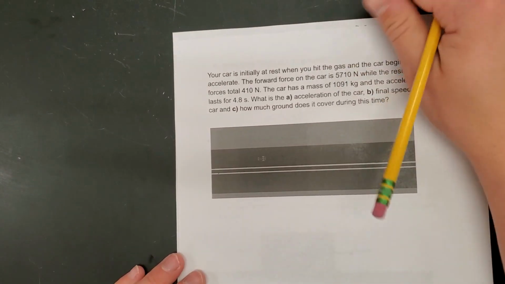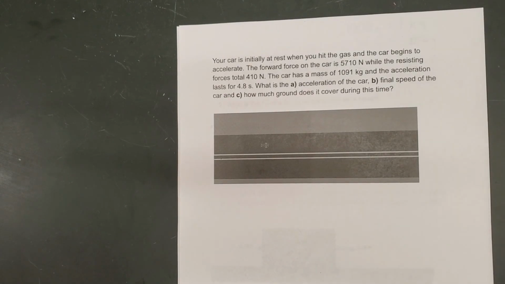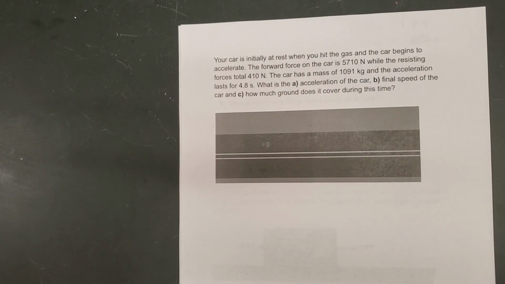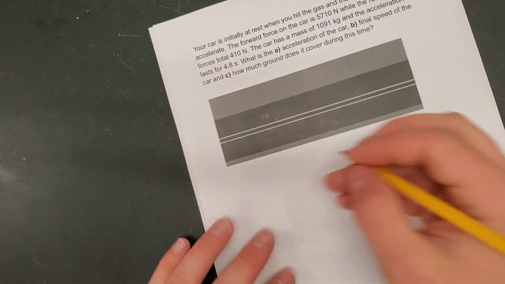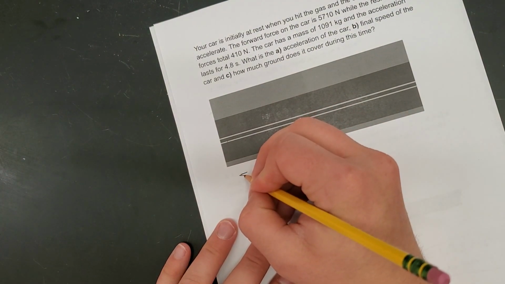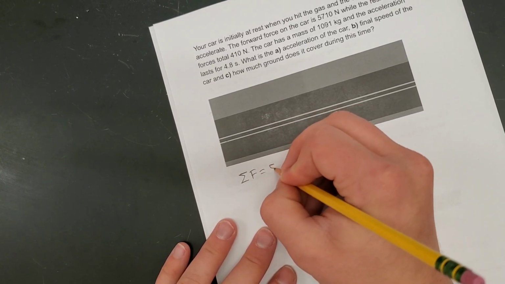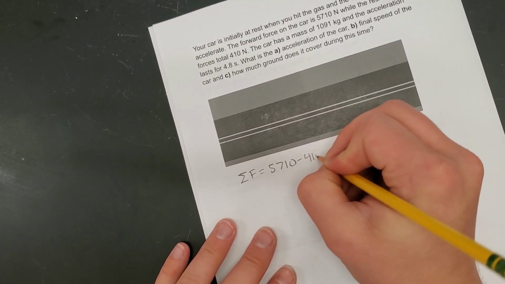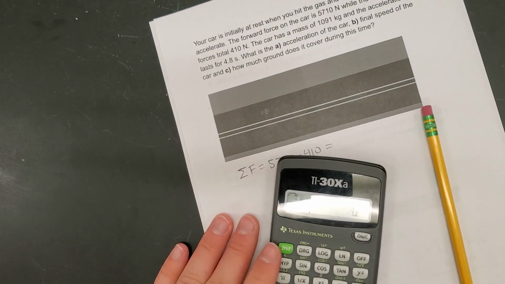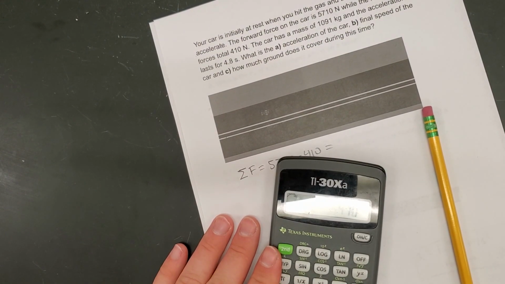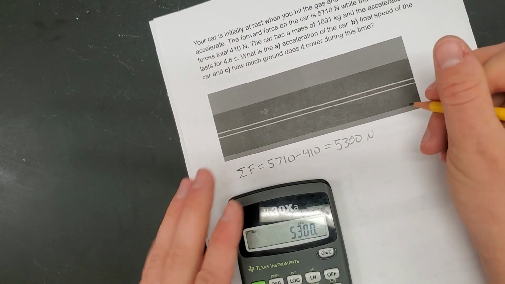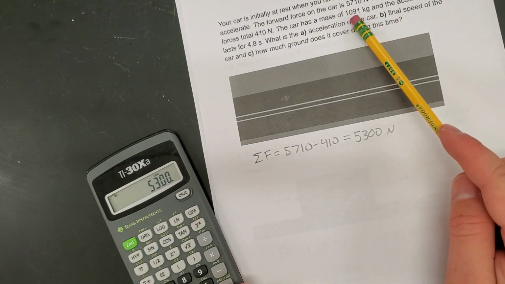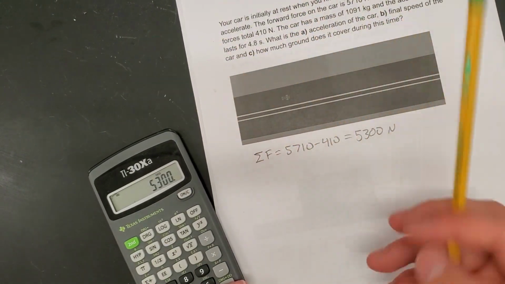All right, last question. Your car is initially at rest when you hit the gas and the car begins to accelerate. The forward force on the car is 5,710 newtons, while the resisting force is total 410. Let's go ahead and find our net force then. F is equal to 5,710 minus 410, which is equal to 5,300 newtons. The car has a mass of 1,091 kilograms, and the acceleration lasts for 4.8 seconds.